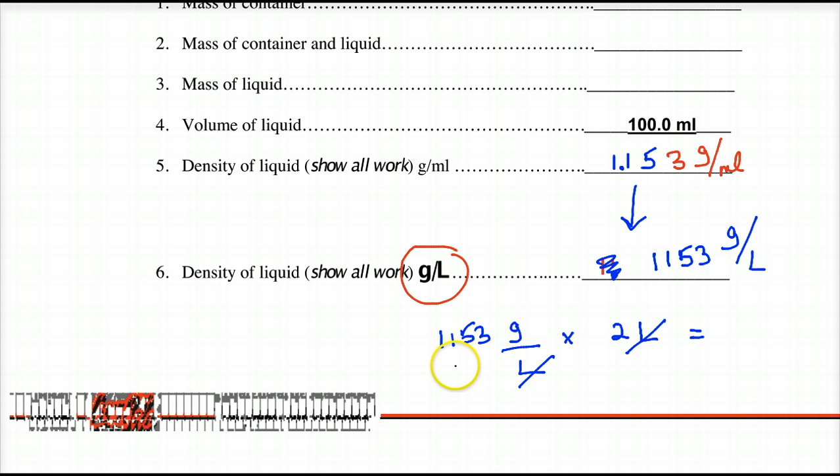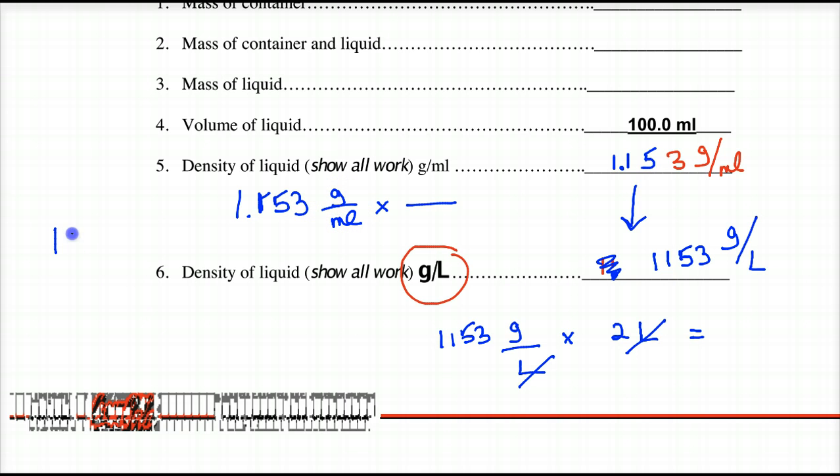Just the grams. Now, people say, well, can I use this one? What about 1.153? Sure. If I use 1.153 grams per milliliter using my units, now to get to 2 liters, how many milliliters do I need?